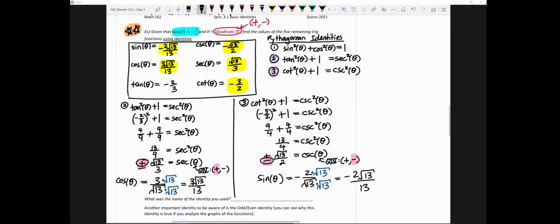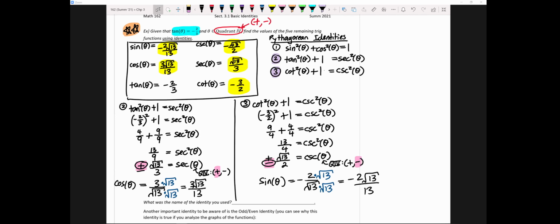So take a look at what we did here. We were given tangent of theta. The reciprocal of tangent of theta is cotangent of theta. That's the first domino we knocked out. Then we used the Pythagorean identities, number 2 and 3. Given tangent and cotangent, we are able to find secant and cosecant.